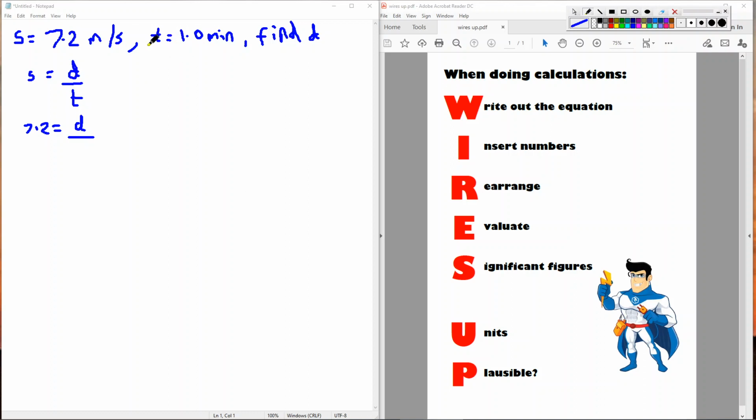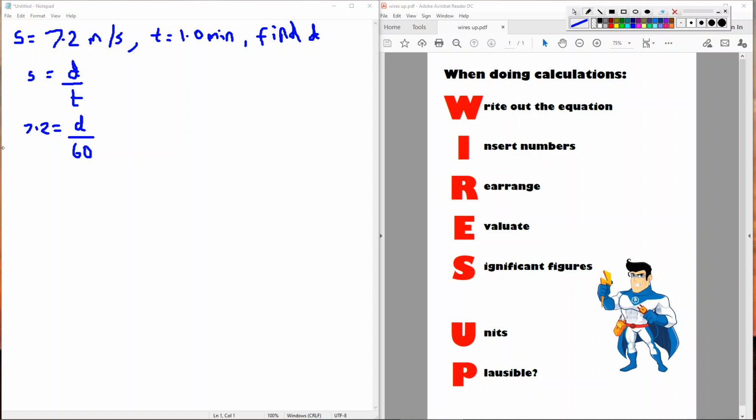Now, we always write time in seconds. It needs to match the unit on the speed that we've been given. So I need to convert this 1.0 minutes into seconds. So that will be 60 seconds.